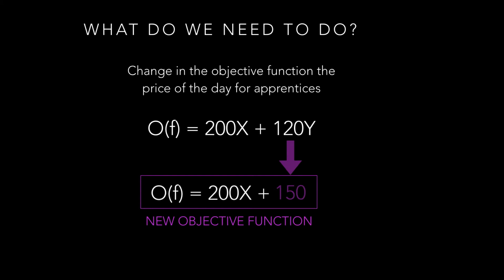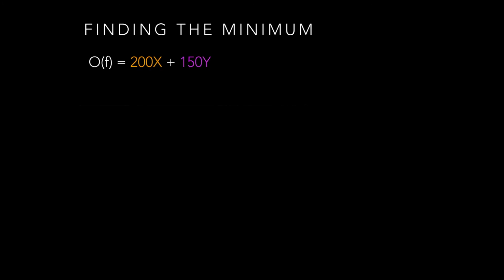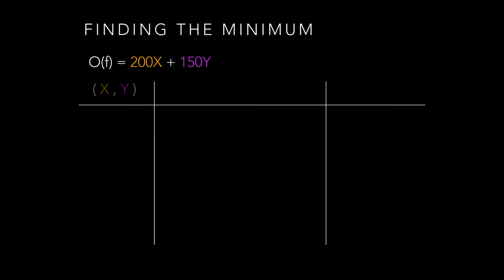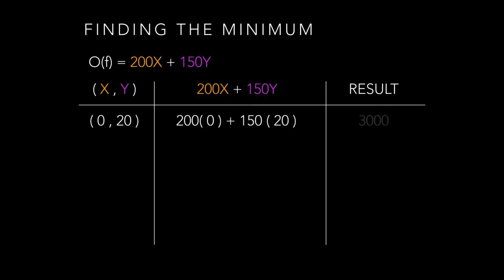So let's apply it to the points again. Let's create a table: X and Y, objective function, and results. So we apply the same vertices in a different objective function and we get different results.